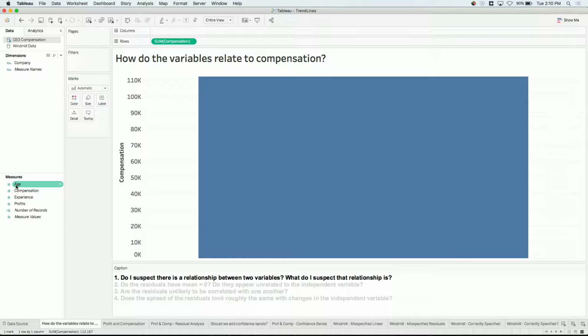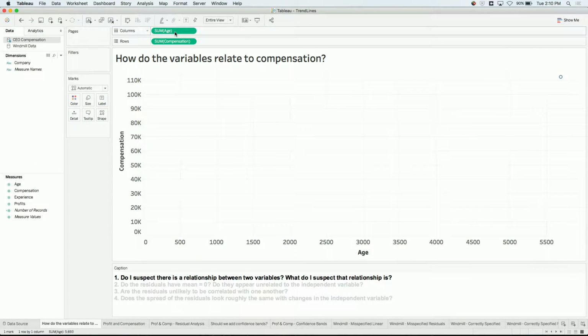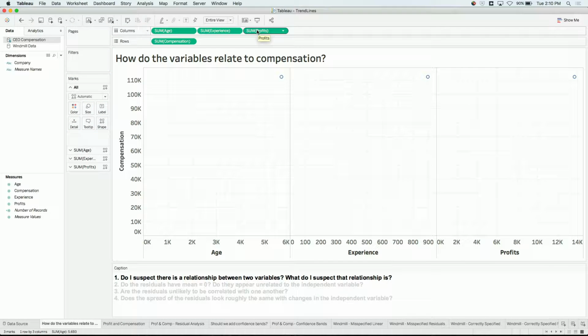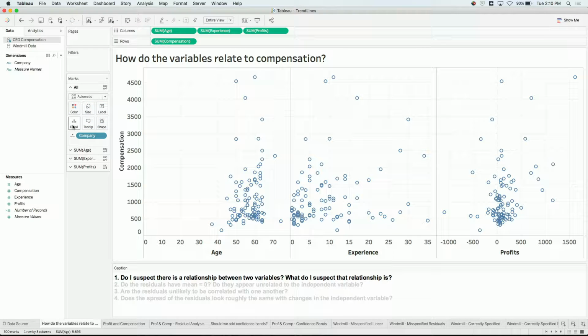Now, the other variables I'm curious about are age, place that on columns, experience, also on columns, and profits on columns as well. So that's not very interesting. Let's break that down by individual companies. Okay, there's our data. Is there a relationship between each one of these variables and compensation?